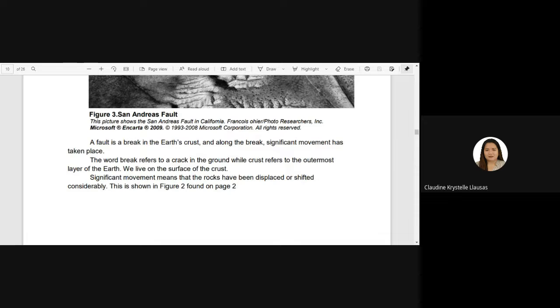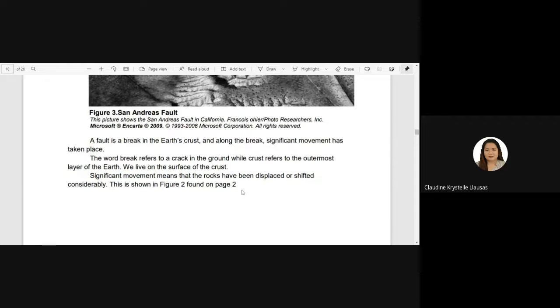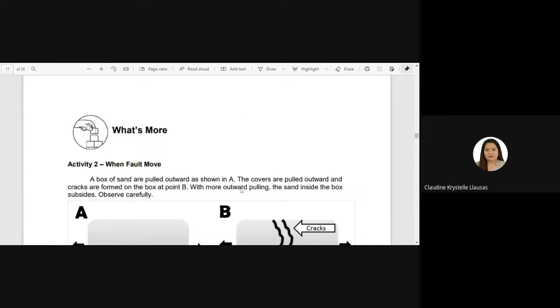Kani atong gitumban karon is already an example or part of the Earth's crust. Okay? We live on the surface of the crust. So kanina itong gitumban karon, mao na siya ang part sa crust. So significant movement means that the rocks have been displaced or shifted considerably. Okay, nara.